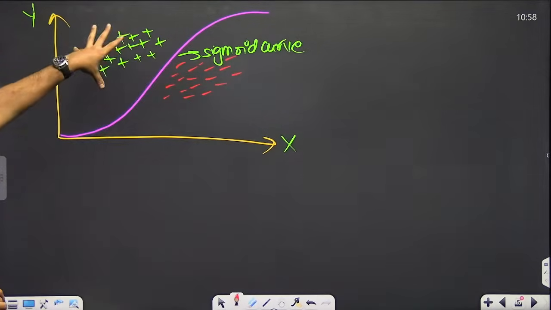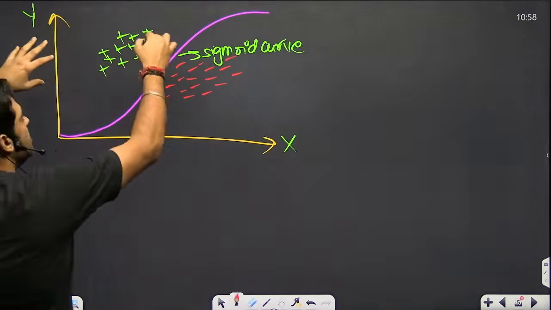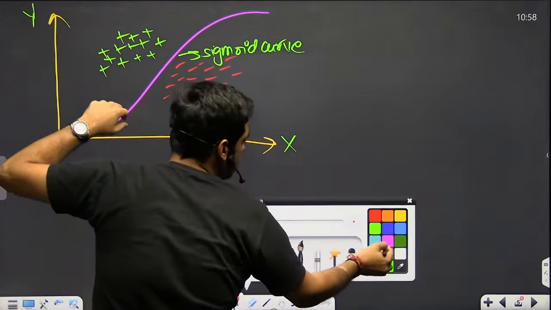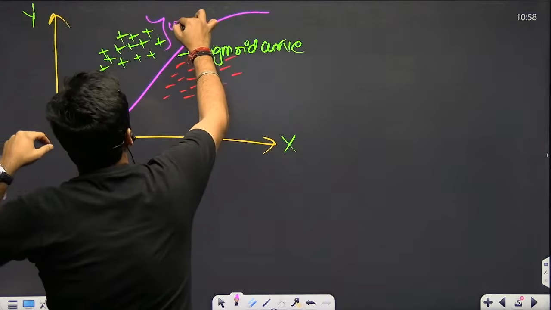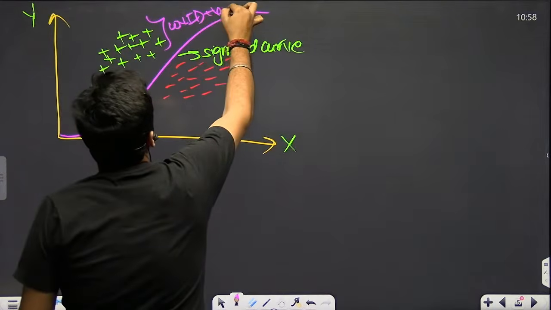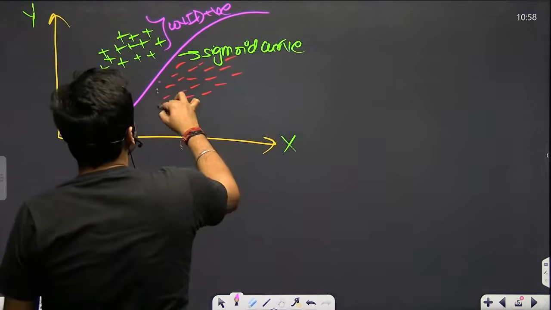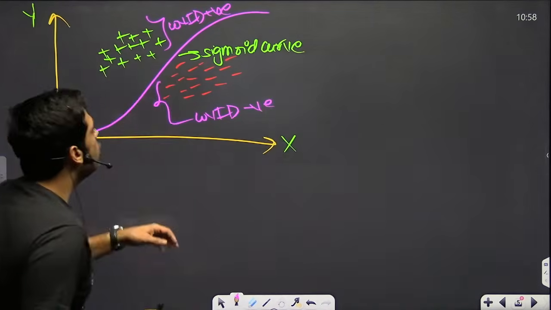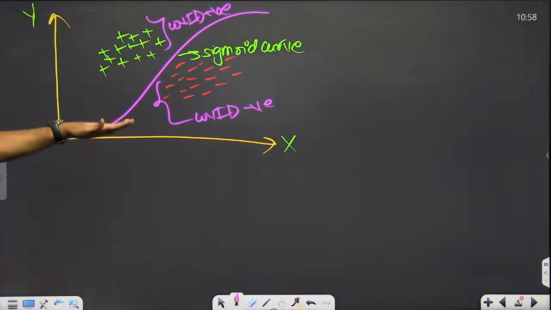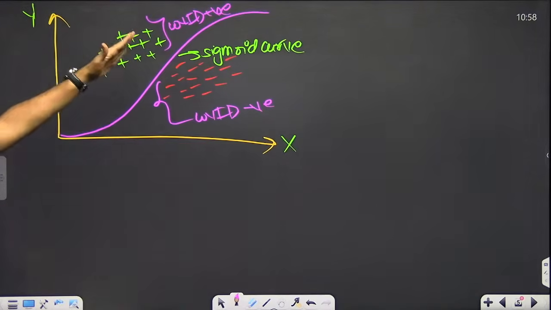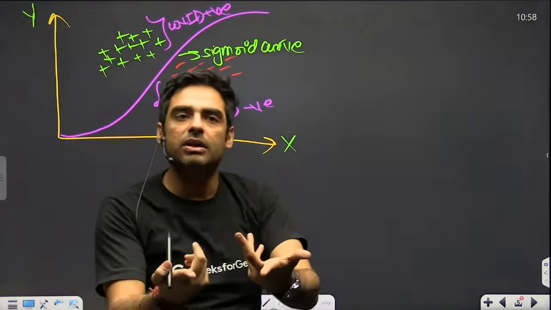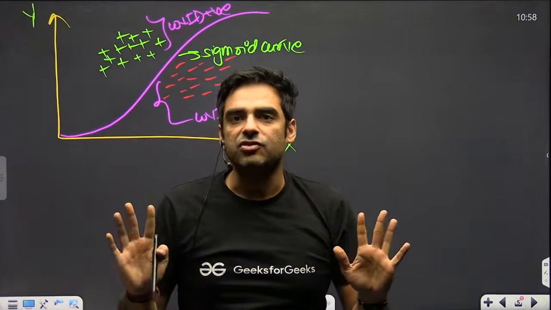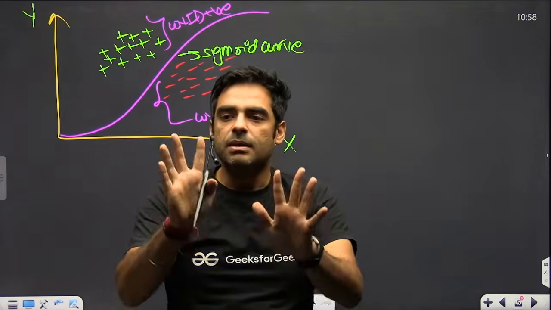So for example, this positive means these are COVID positive points, the COVID positive class, and this negative is the COVID negative class. So basically, what do we want? We want to fit a sigmoid curve that can separate the two classes. I hope we have studied this only, right? This only we have done in logistic regression.